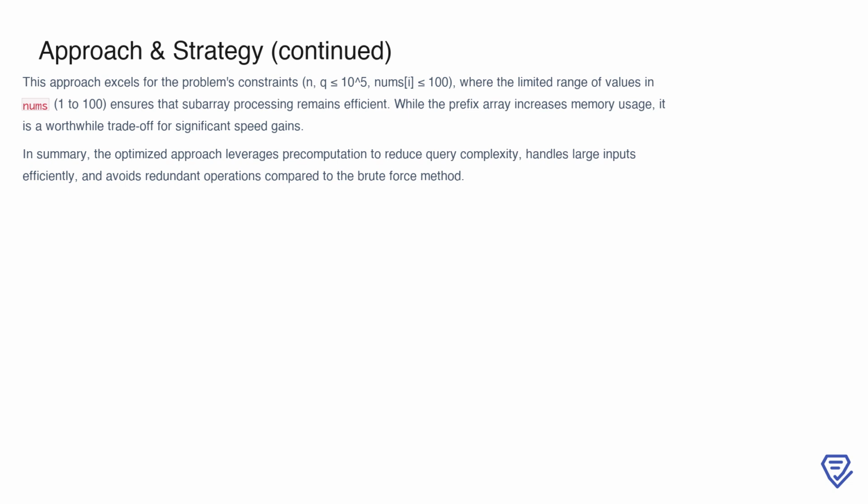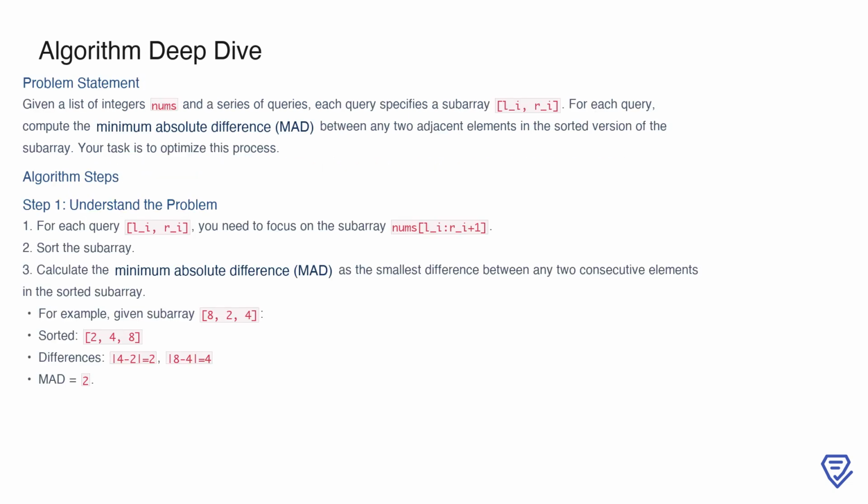for real-world scenarios. The problem we're solving involves a list of integers, nums, and a series of queries. Each query specifies a subarray of nums by providing the indices L_i, R_i. The goal is to determine the minimum absolute difference, or MAD, between any two adjacent elements in the sorted version of this subarray. To clarify, for a subarray like 8, 2, 4, sorting it results in 2, 4, 8. The differences between adjacent elements are 4 - 2 equals 2 and 8 - 4 equals 4, so the minimum is 2. The challenge lies in optimizing this process, especially when dealing with large arrays and numerous queries.